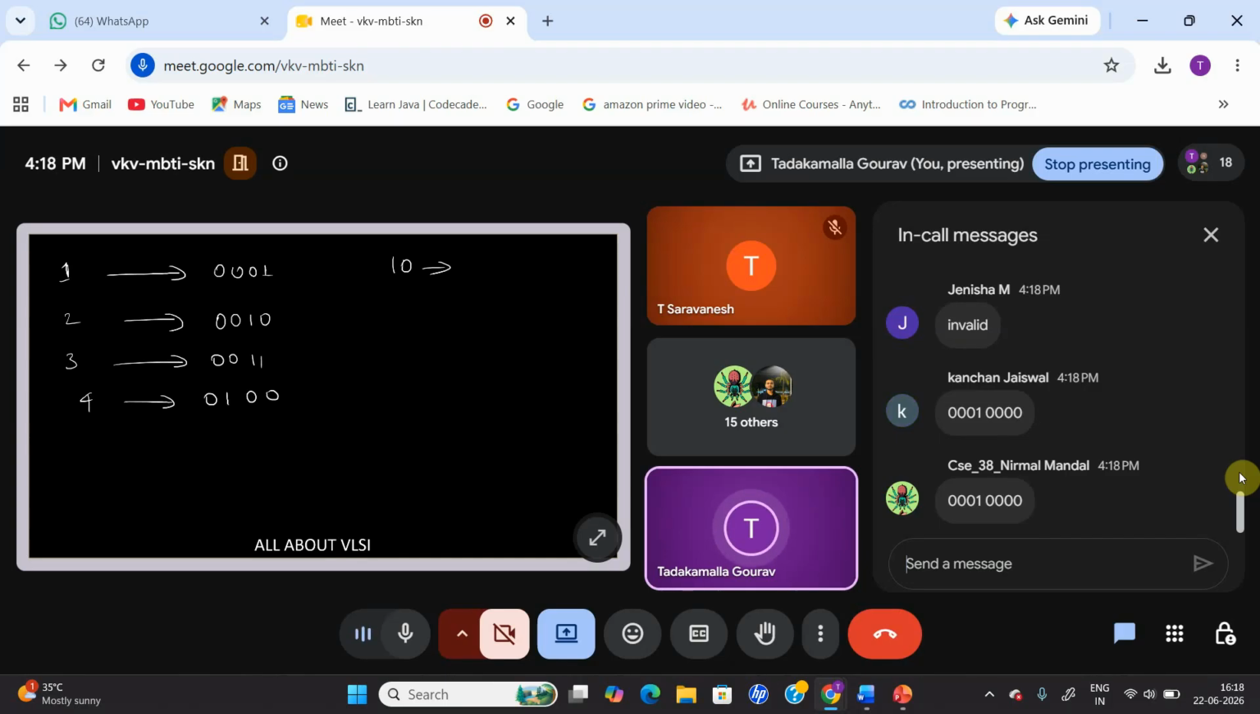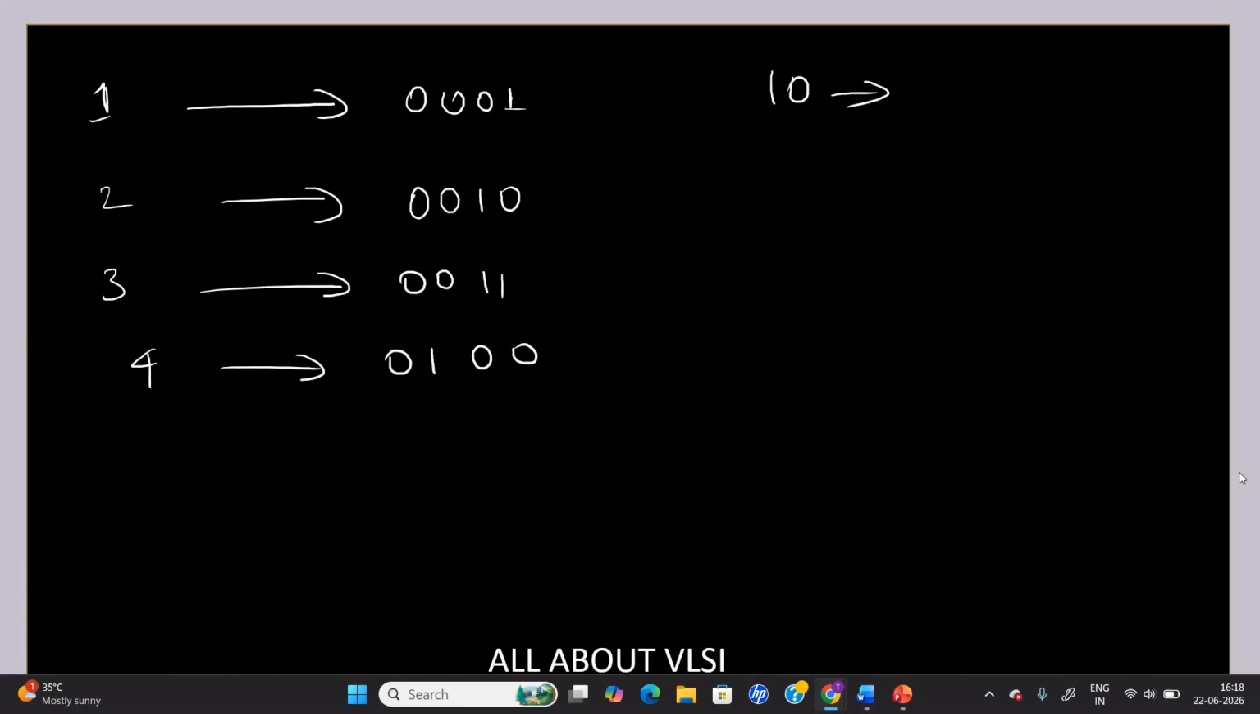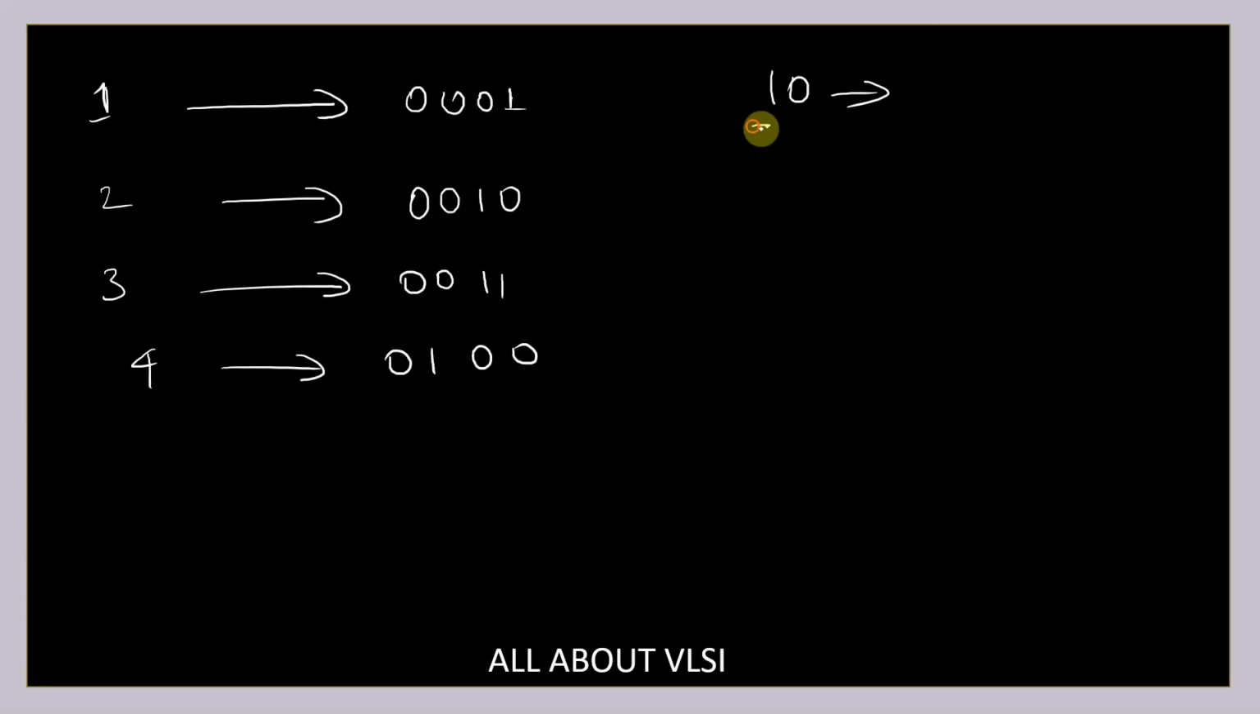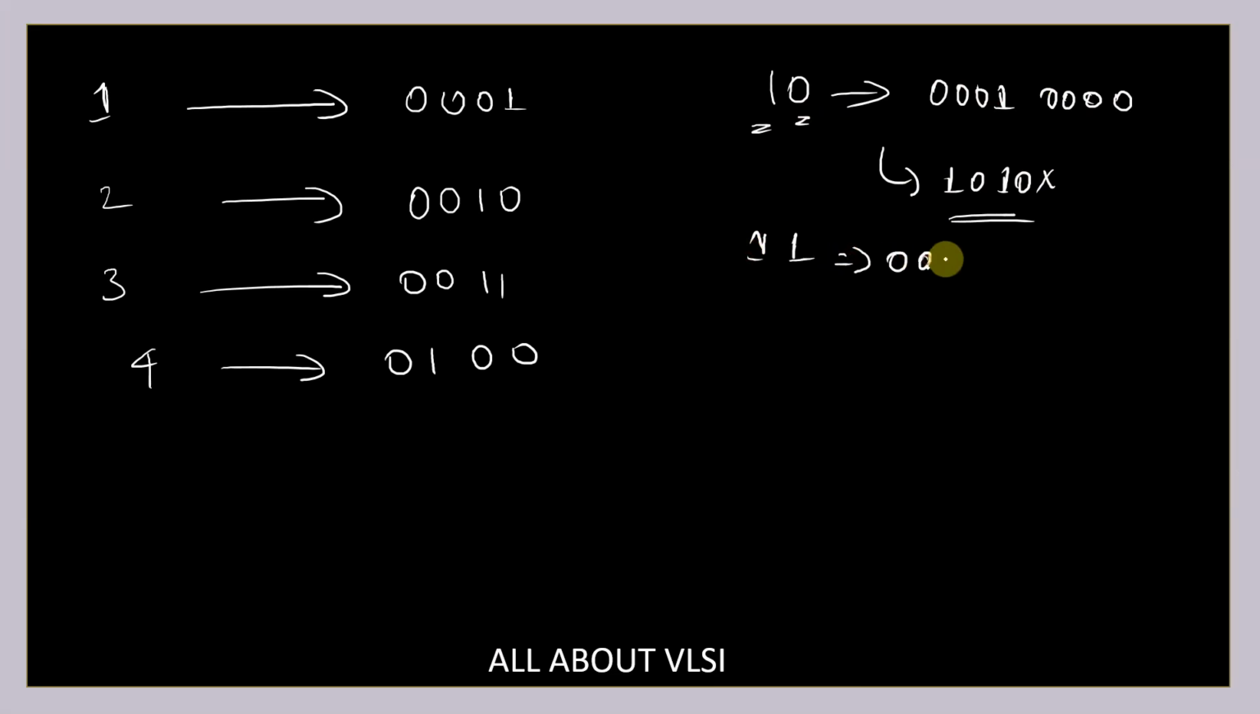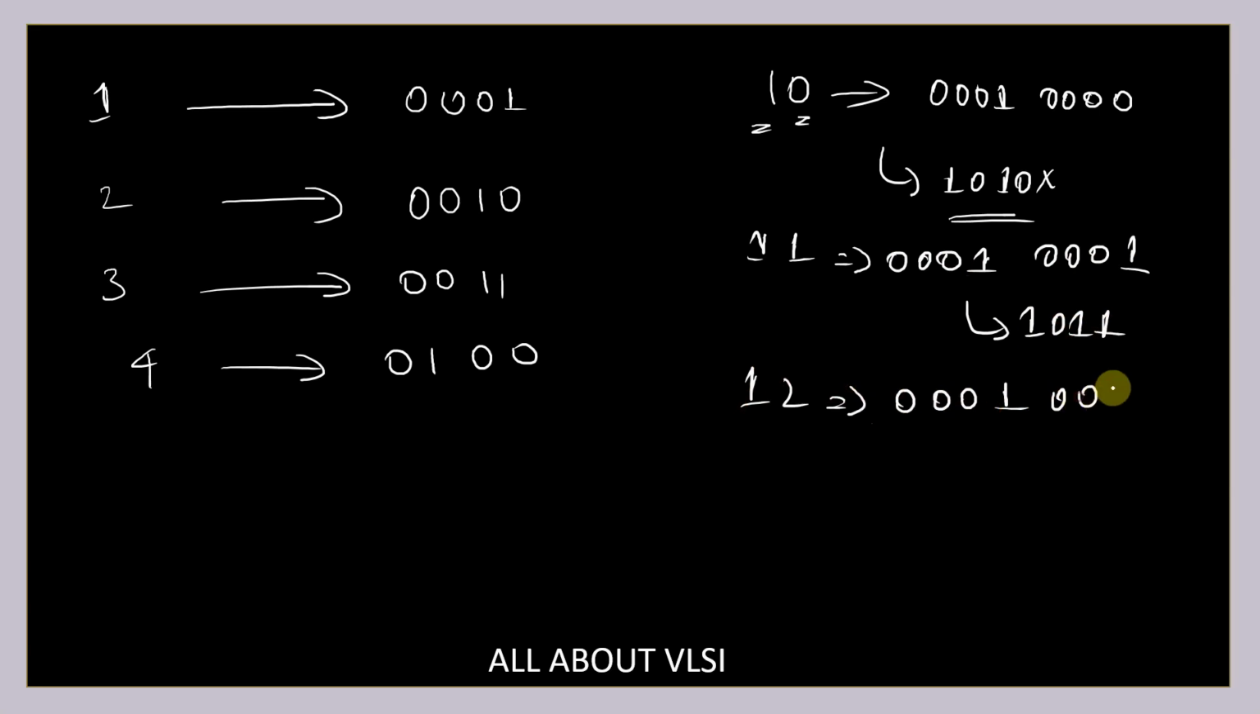Yes. So it's not 1010. Basically, as the definition says, you are going to write down each digit's 4-bit equivalent, which is nothing but 0001 0000. It's not 1010, because for each and every digit, you need to write down the 4-bit binary equivalent. And for 11, it will be 0001 0001. It's not 1011. And for 12, it will be 0001 and 0010. And it's not 1100.